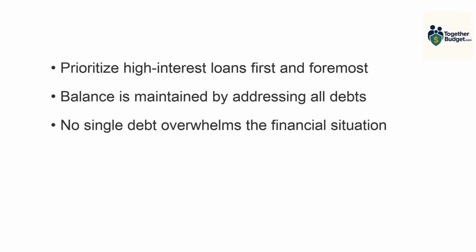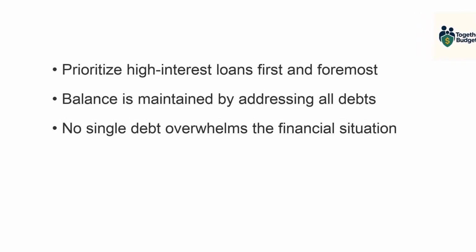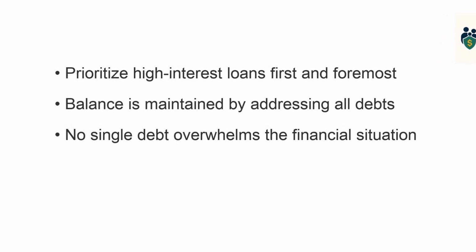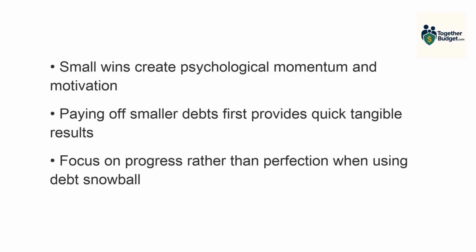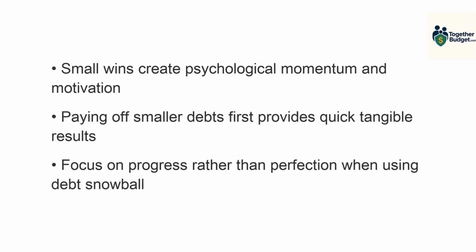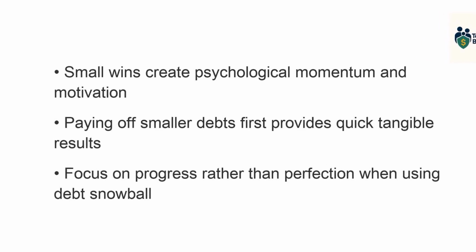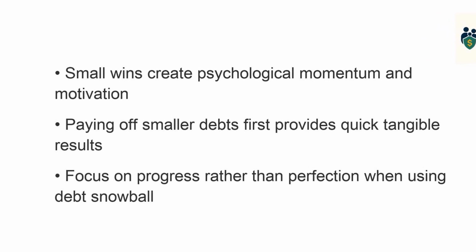The final step in the debt avalanche method involves paying off lower interest debts once the high interest ones are taken care of. This ensures a balanced approach, preventing any single loan from overshadowing others. The debt snowball method is designed to provide quick wins by paying off smaller debts first. This approach leverages the psychological concept of small wins, which can boost motivation and confidence.